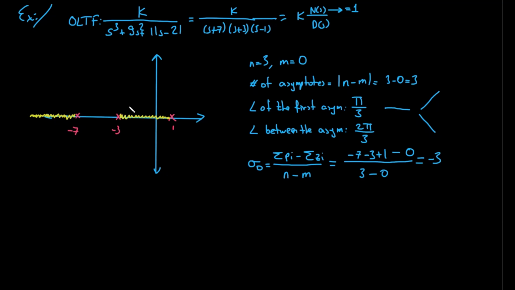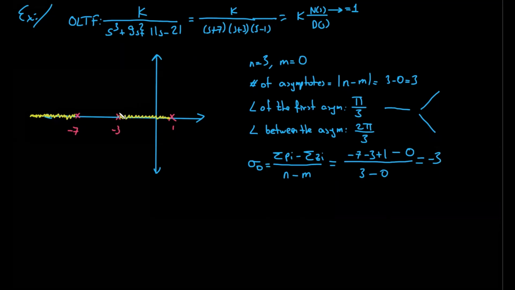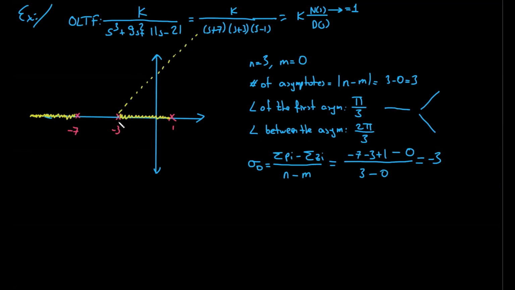That is perfect because now I know that the intersection of asymptotes is over here. Okay. And the asymptotes will look something like this. The other one will be something like that. And the third one will be something like that. And it is kind of obvious that this pole at minus 7 will follow the asymptote with an angle pi, right? This will follow this asymptote.